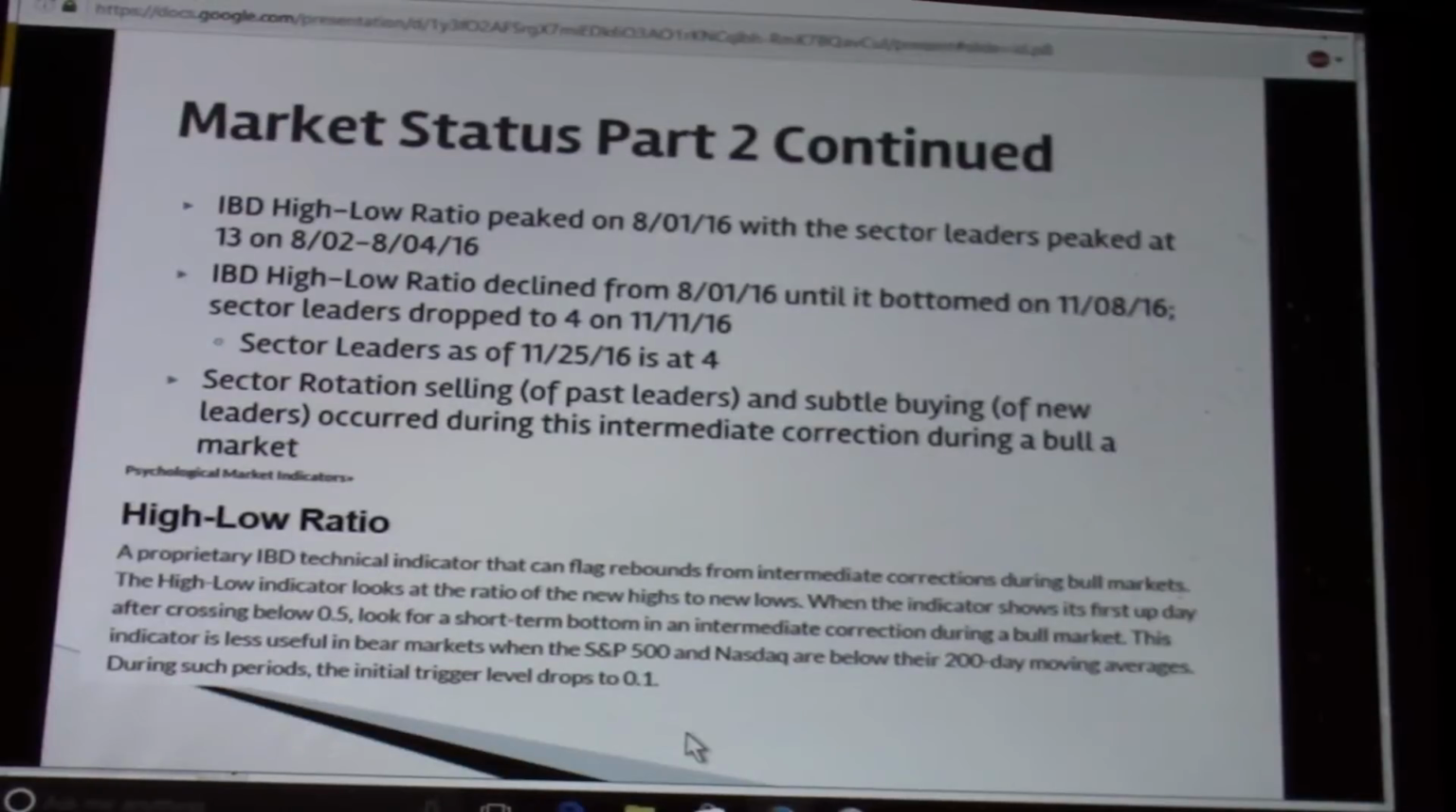But one of the things that I've noticed is that the sector leaders are not going to help you initially for picking the right stocks. You've got to use the mutual fund reports to understand where the trends are going. So the sector rotation of the past leaders, sub the buying.